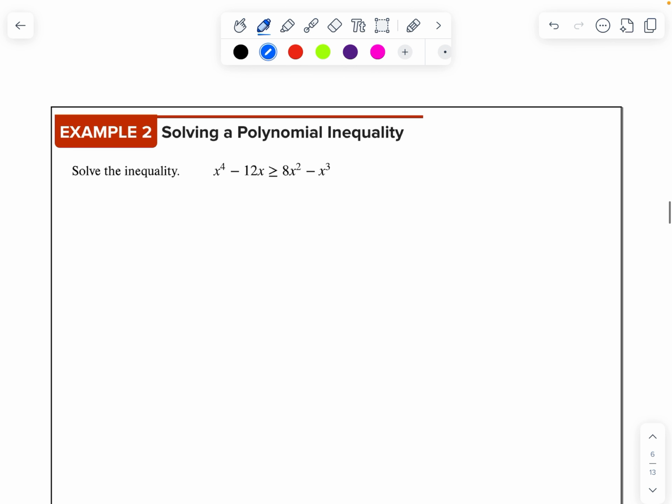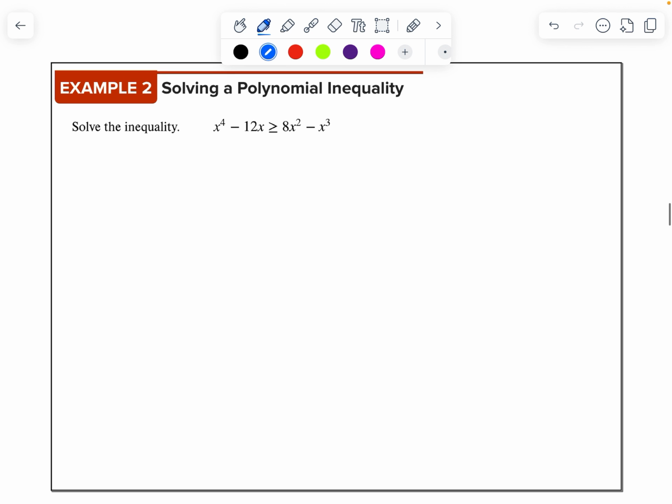Here's another very similar problem. This one's a polynomial inequality. First thing I need to do is get everything over to one side. X to the 4th plus x to the 3rd minus 8x squared minus 12x greater than or equal to 0. I can solve this by the same methods that I have been. So first I could take an x out of here. X to the 3rd plus x squared minus 8x minus 12 greater than or equal to 0.